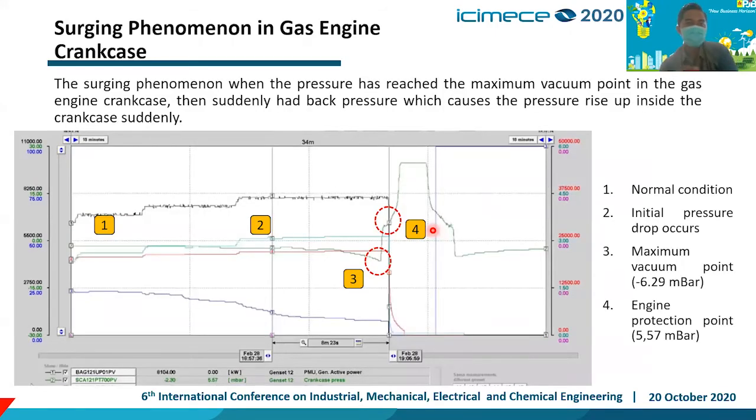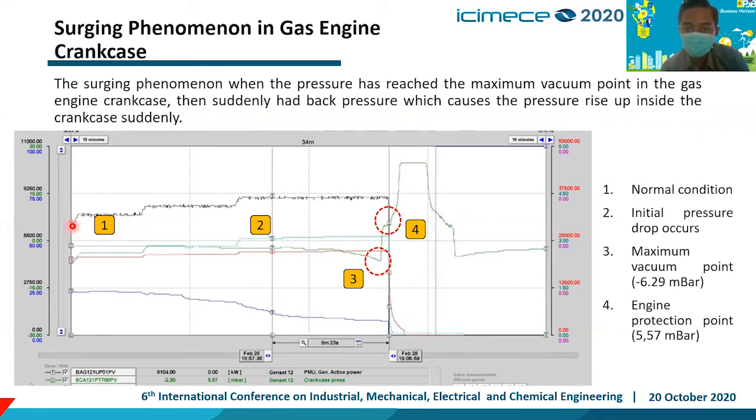And this is an example of an abnormal or surging phenomenon in a gas engine crankcase. As you can see here, this is the crankcase pressure that should be normal at minus 0.02. It dropped until minus 6.29. So what is the surging phenomenon? Surging phenomenon is when the pressure has reached the maximum vacuum point in the engine crankcase, then suddenly there is a back pressure which causes the pressure to rise suddenly inside the crankcase.